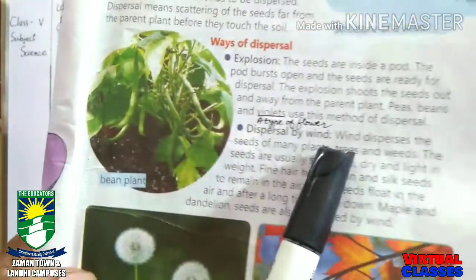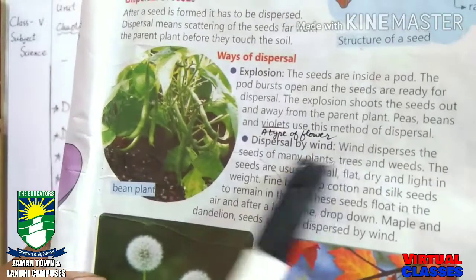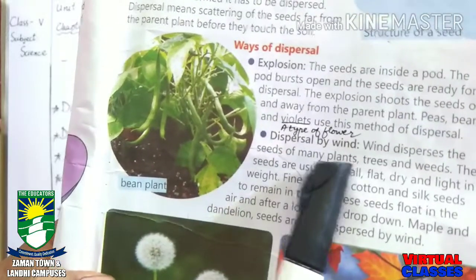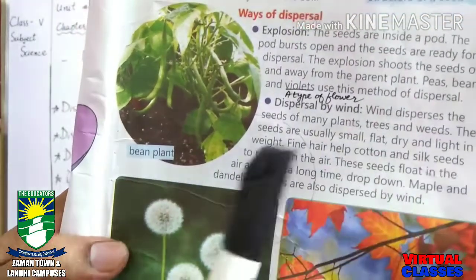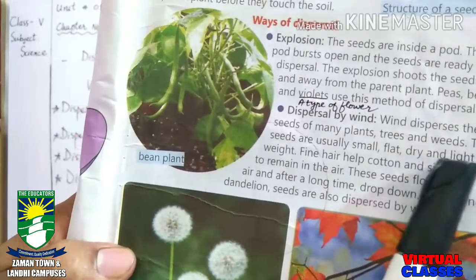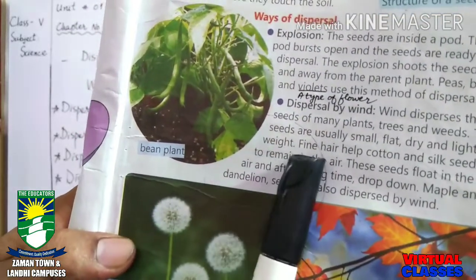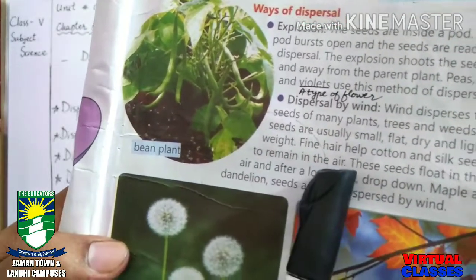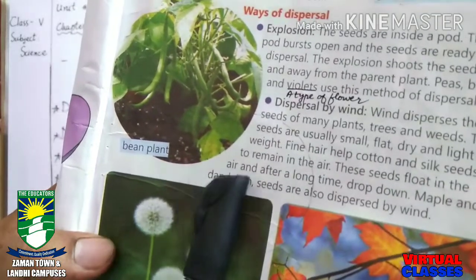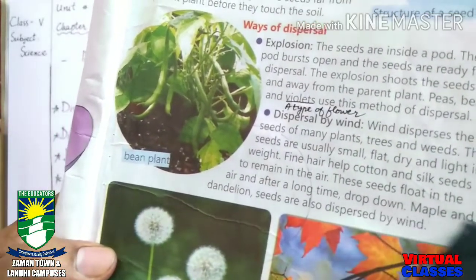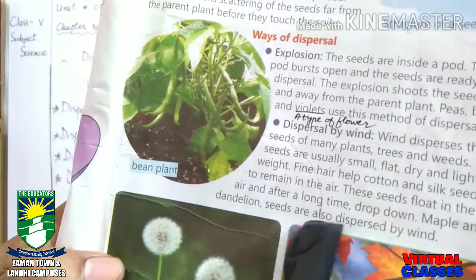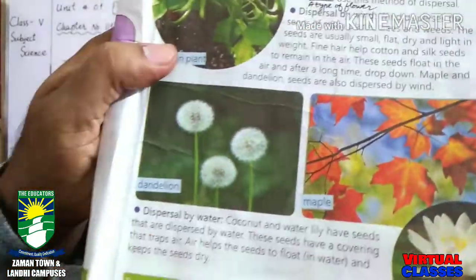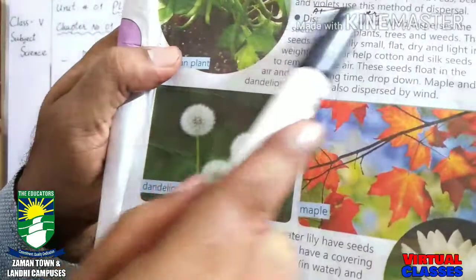And the next is dispersal by wind. These plants have very lightweight seeds. Wind disperses the seeds of many plant trees and weeds. The seeds are usually small, flat, dry and light in weight. Fine hair help cotton and silk seeds to remain in the air. These seeds float in the air and after a long time drop down. Maple and dandelion seeds are also dispersed by wind. So these are the examples of dispersal by wind. We have seen explosion and dispersal by wind.